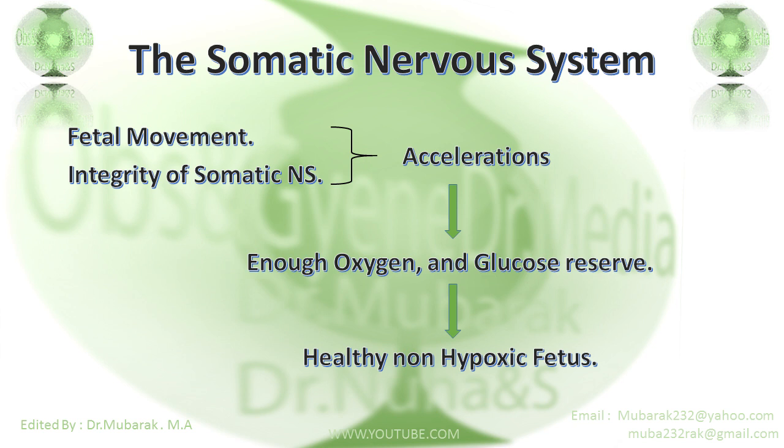The next step in the evolving hypoxic process is to conserve energy by reducing the movements of skeletal muscles. This will lead to the disappearance of accelerations on the CTG trace. In normal conditions, a fetus will have sympathetic and parasympathetic nervous systems constantly interacting with each other, which will define the baseline and variability in the CTG trace.